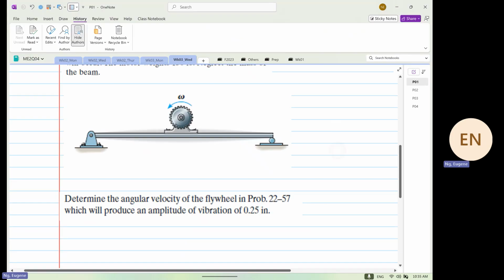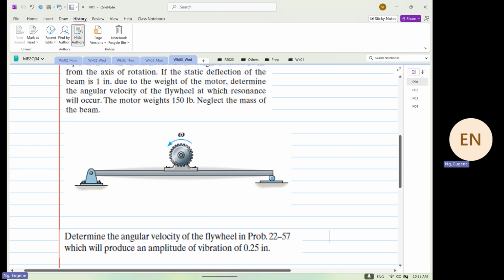So now you can see how it works. Once I turn on the motor, it will start to oscillate, and that's what we are dealing with for this case.